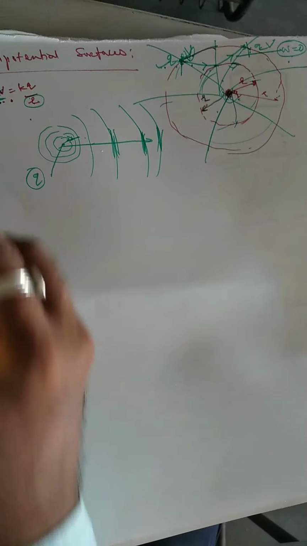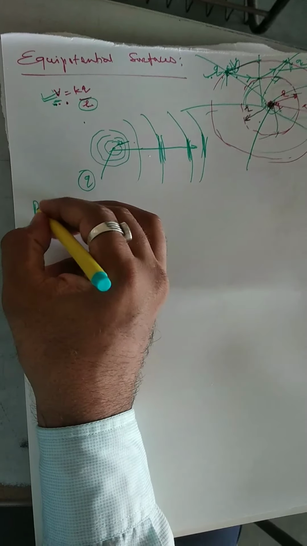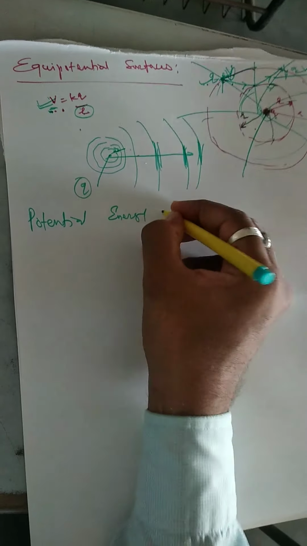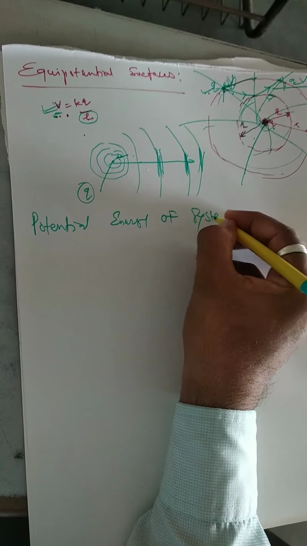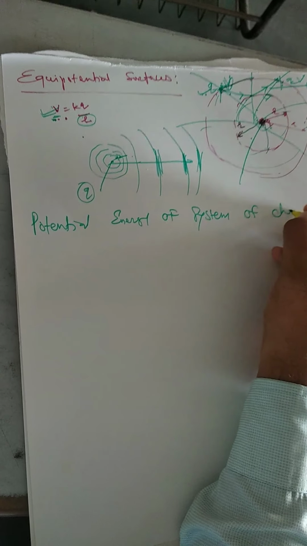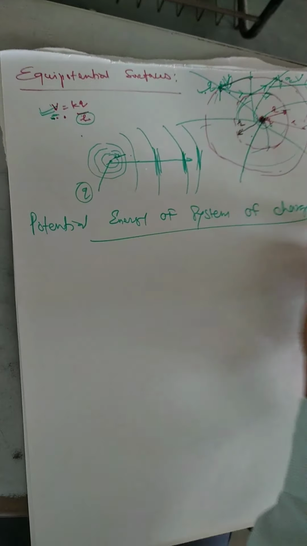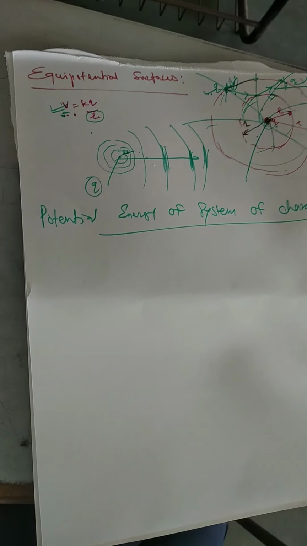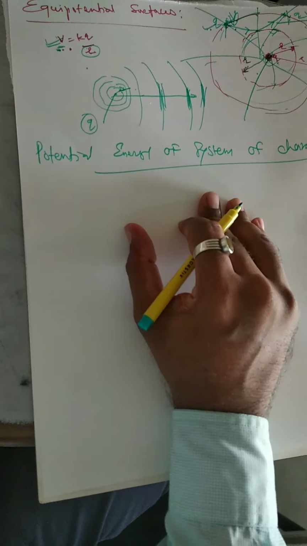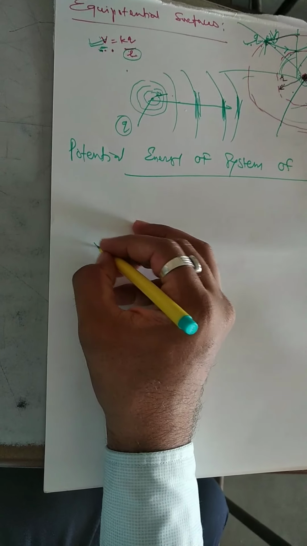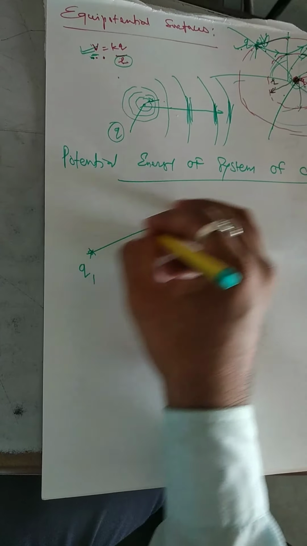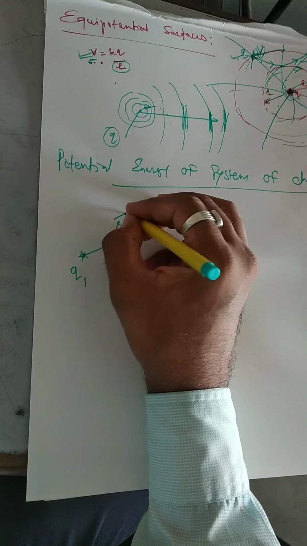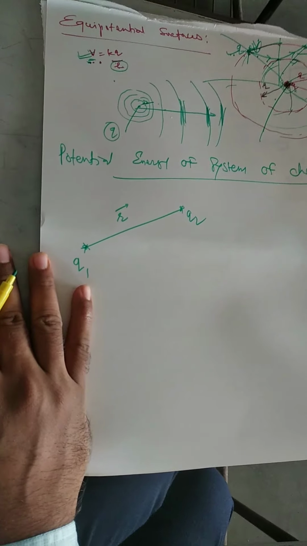Now next topic is potential energy of system of charges. Okay, so suppose this is charge q1, suppose this is charge q2, and the distance between both is r, and this is a vector representation.